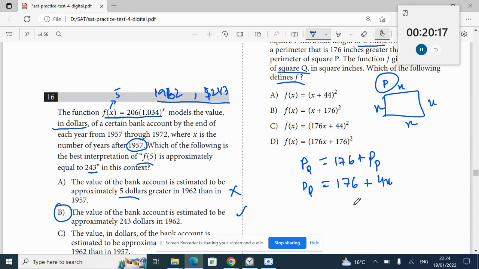So we need the area. Each side length is equal, so we can simply divide the perimeter by 4, which means this will be 44 and this will be x. So one side length of square Q is equal to this much. And then we can simply square it. So this is going to be A.